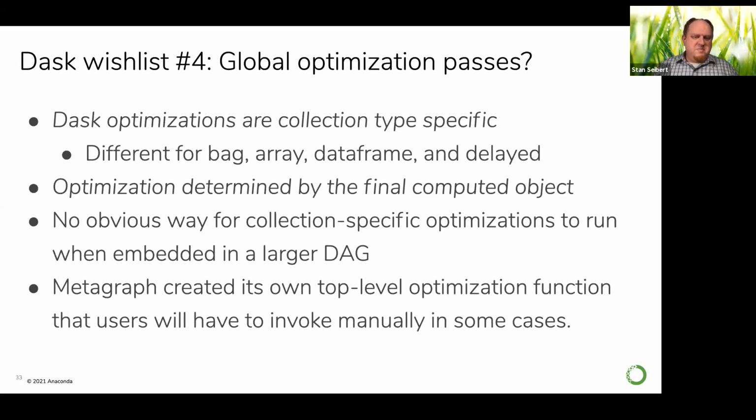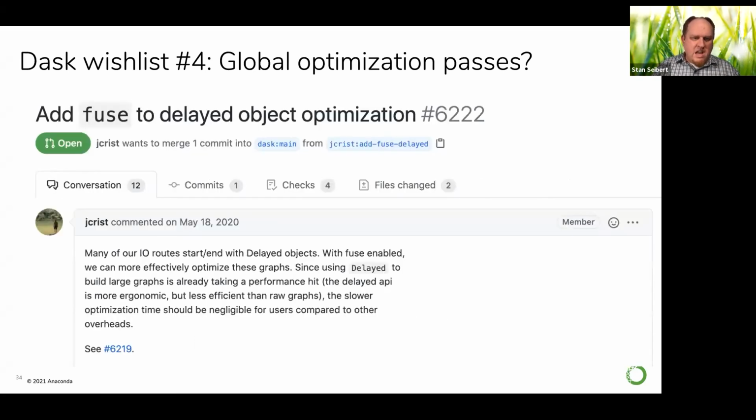So we eventually just had to solve this by making our own optimize function that users have to invoke manually. And to this point, there's actually an open issue in the Dask issue tracker from Jim Crist from last year, noting this problem, that if you end in a delayed object, the current optimizations for delayed are all very, very minimal. And so you actually don't see a full optimization of the graph if you end with a delayed object. There is no solution to this currently, but we see this basically as the same question in a different context.